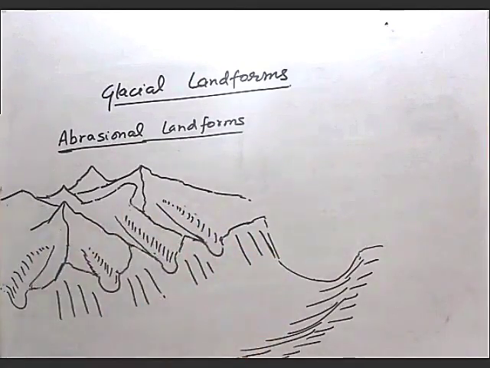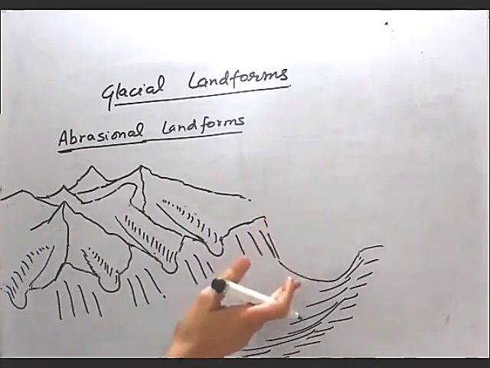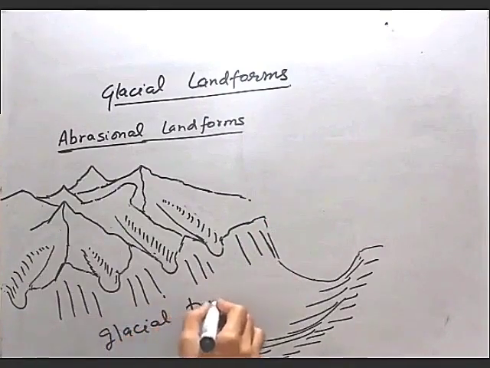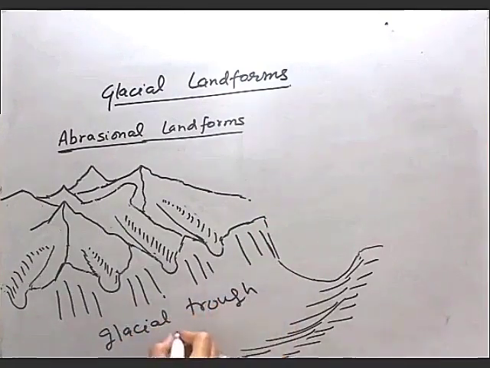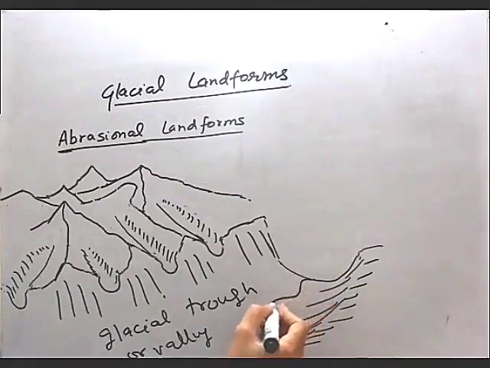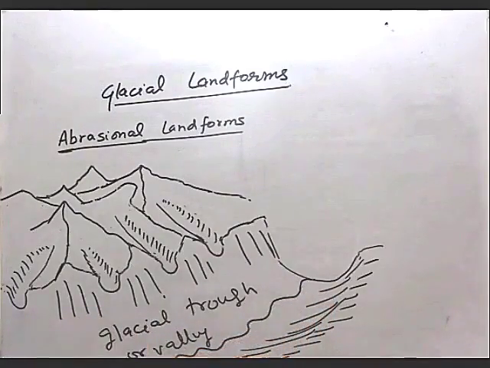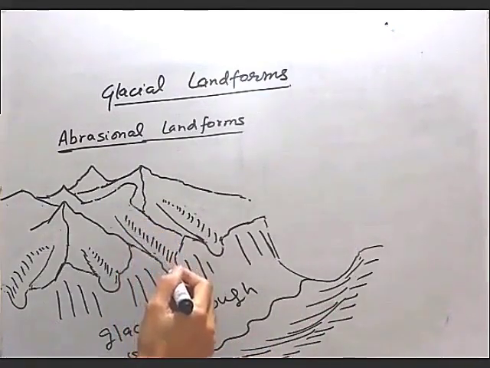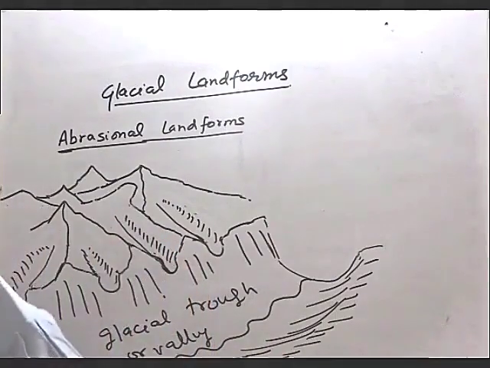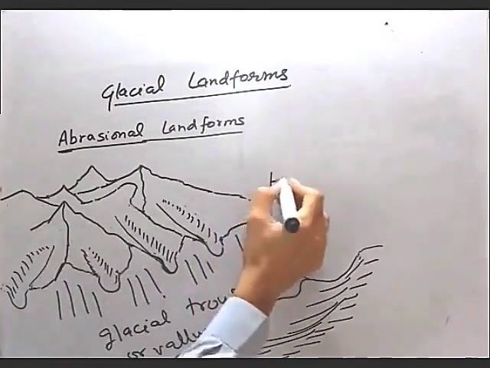glaciers have all vanished. Now you can see this is the glacial trough, the glacial trough or valley glacier, or you can say glacial valley. And now there may be a small river flowing through this glacial trough. These are the valleys that are left behind by the tributary glaciers, and these are known as hanging valleys.